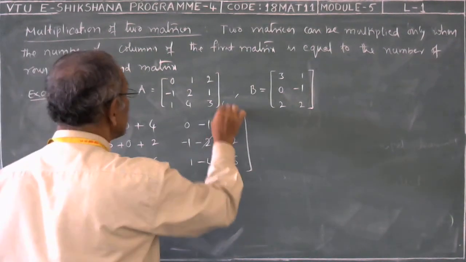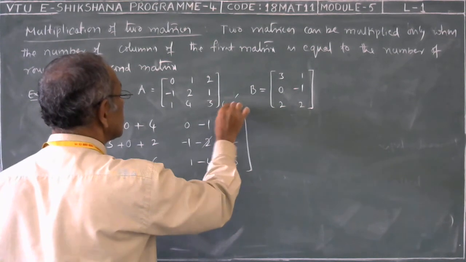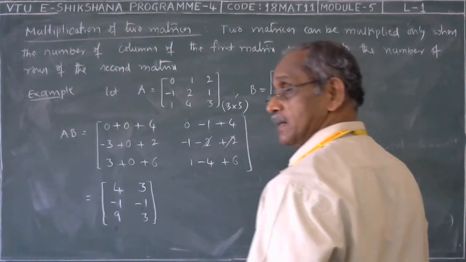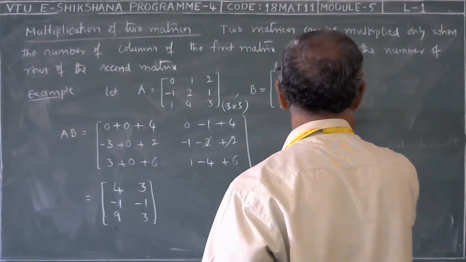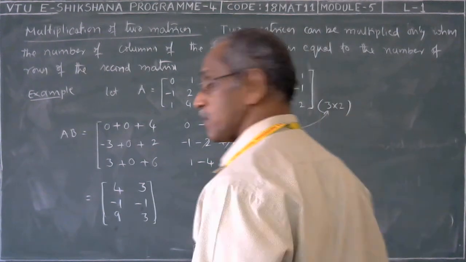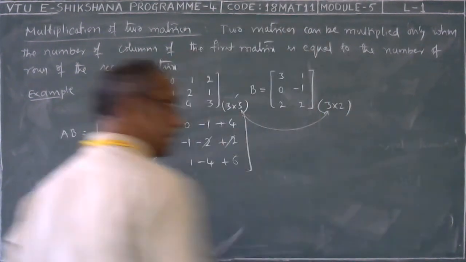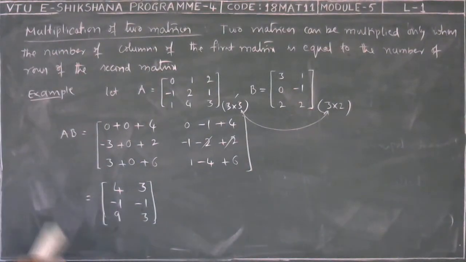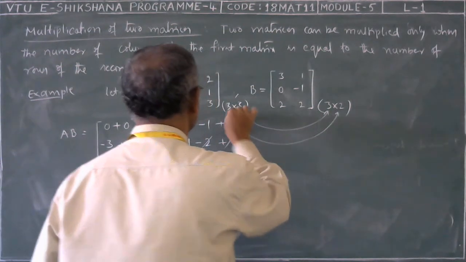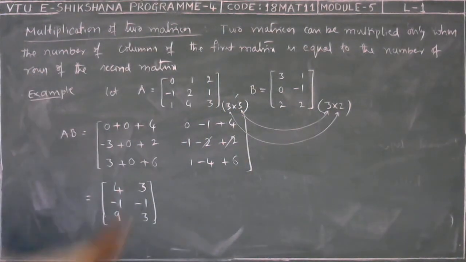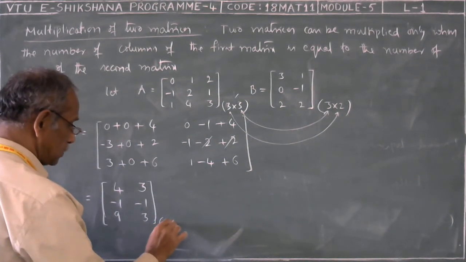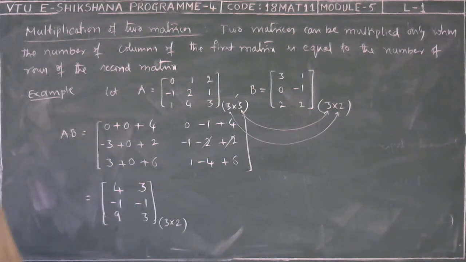Okay, so A is a matrix of order 3 by 3, and B is a matrix of order 3 by 2. These inner orders should be equal. The resulting matrix of the multiplication of A and B will always be 3 rows and 2 columns, so a 3 by 2 matrix.